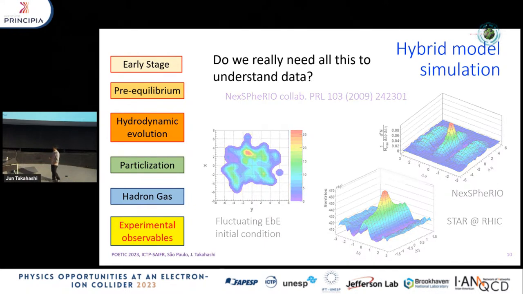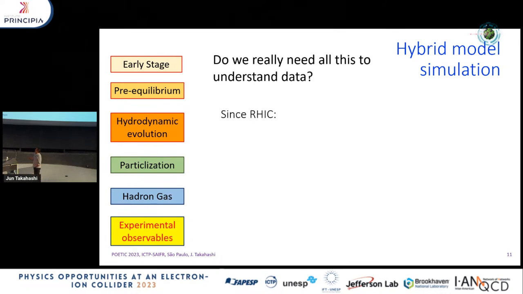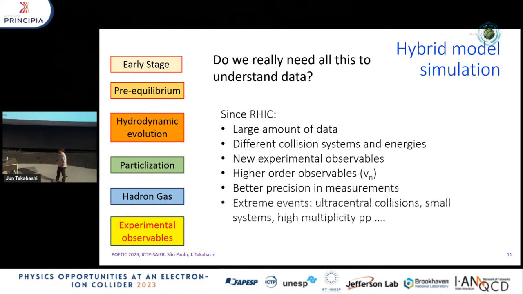Since then, it has become more and more important to have a full-blown simulation, right? Because we now have large amounts of data, different collision systems and different energies, new experimental observables to be tested, higher order vn, the particle correlation measurements that we do, better precision measurements. So if you want to compare some physics model to our data, we have a lot of precision measurements, so you need to have a full-blown simulation now. It has become more and more necessary to have a complete simulation chain like the one we have.